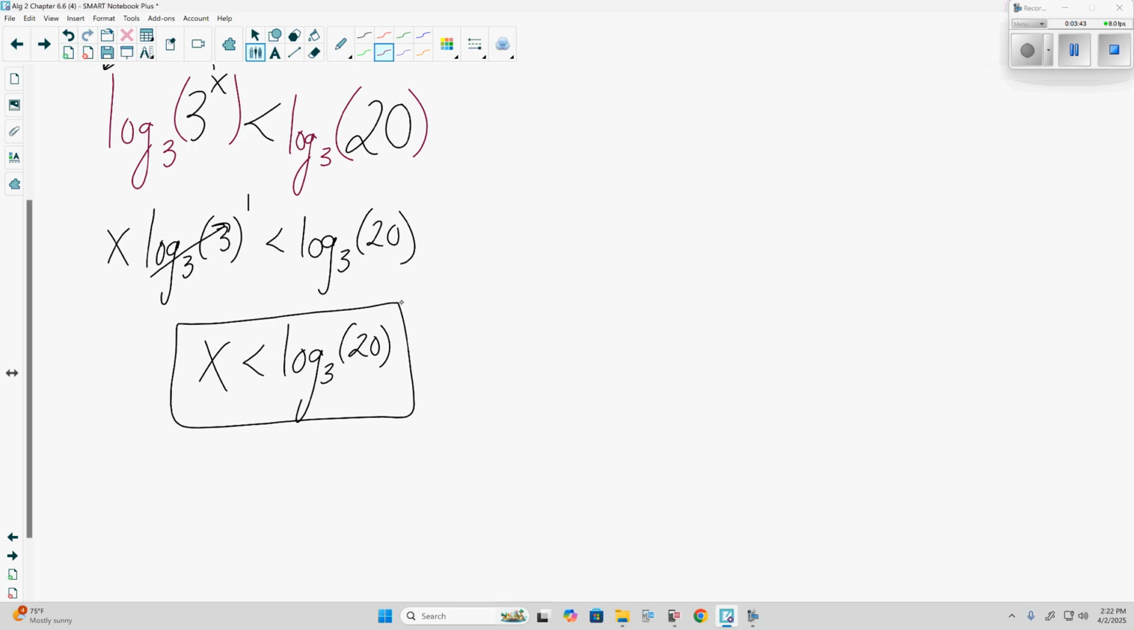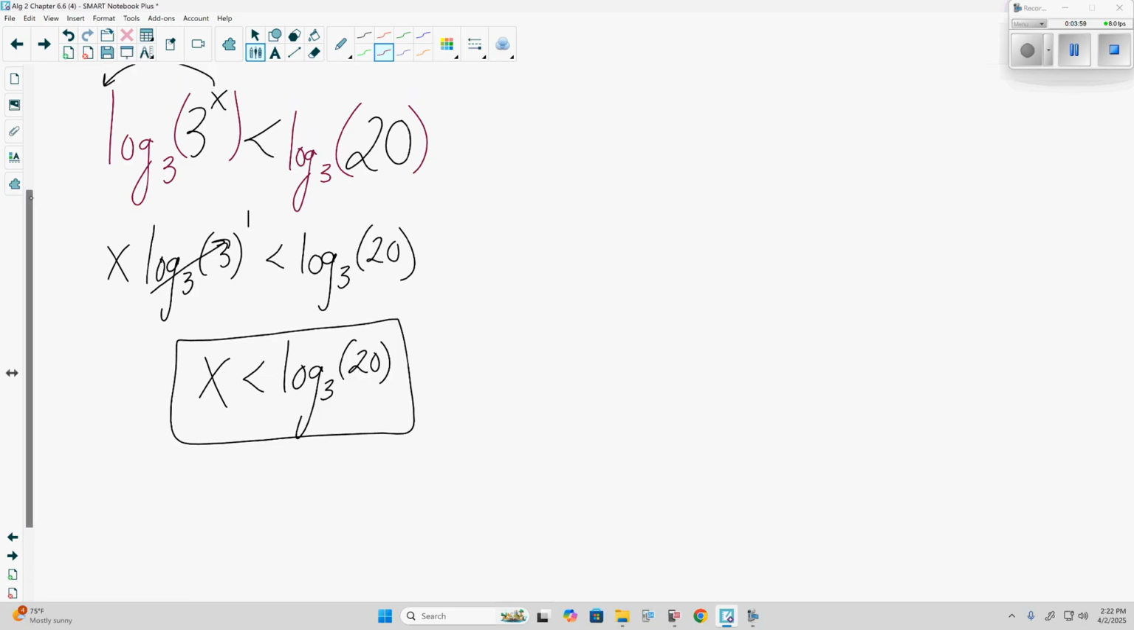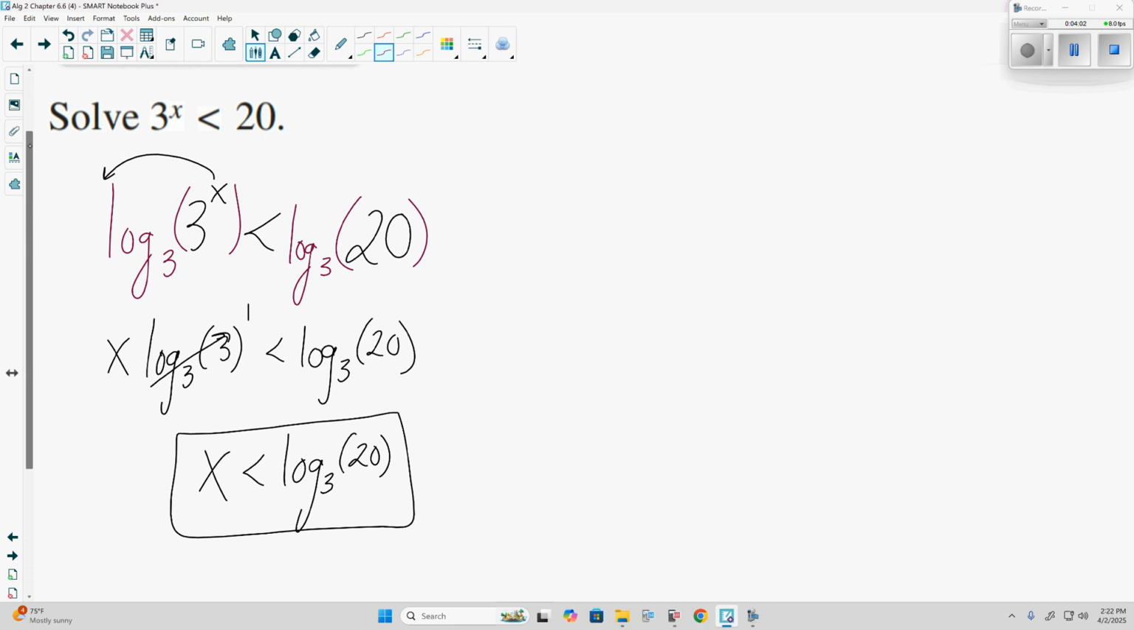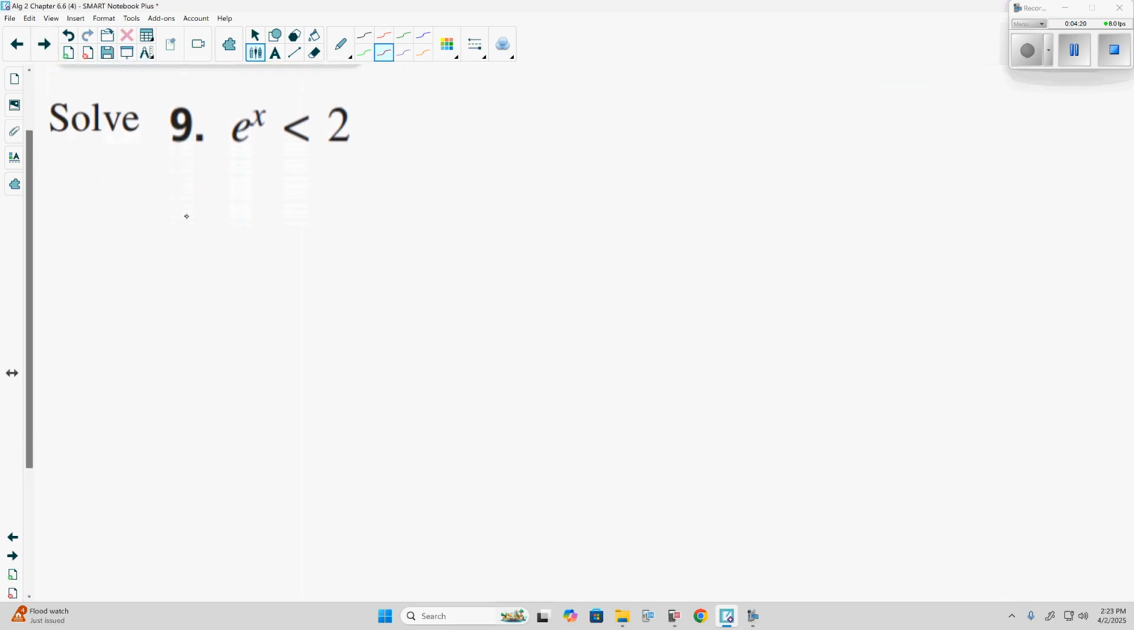The only time we'd have to flip that inequality sign is if we're multiplying or dividing by a negative. If we multiply or divide by a negative, we have to flip it. And that's it. Now, the nice thing with solving an exponential, since the variable started in the exponent, there are no restrictions for what x can be. X can be positive, it can be negative, it can be fractional, rational, irrational. That's our answer. The only ones where we have restrictions are when we're going to solve logarithms. So let's look at the next one.